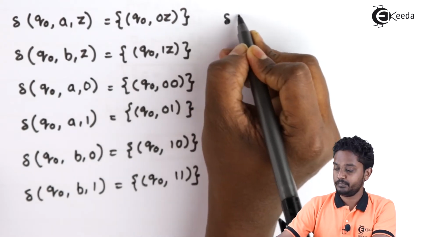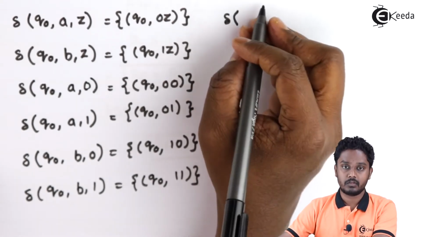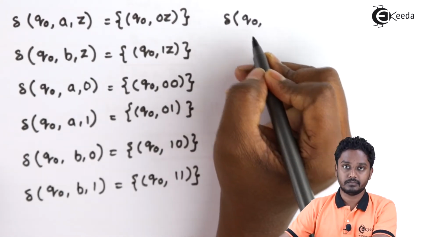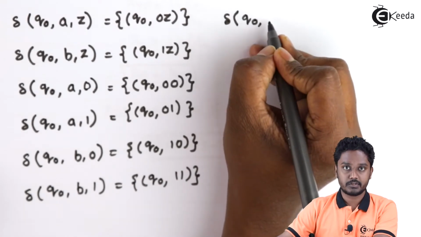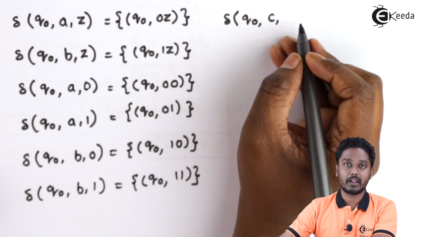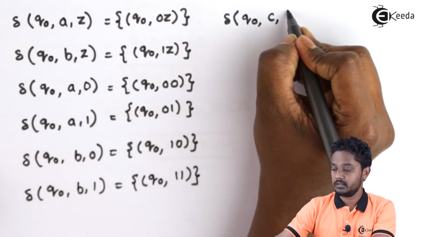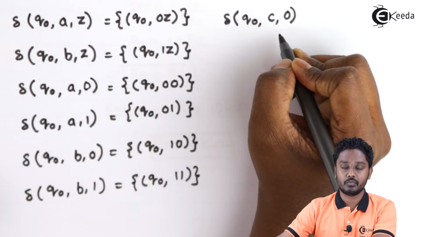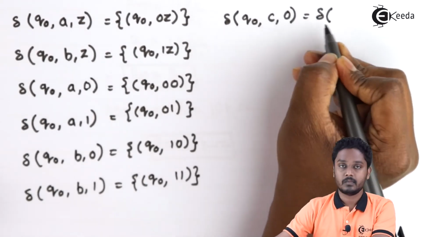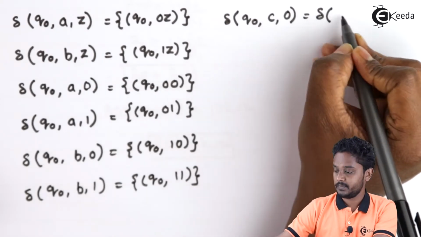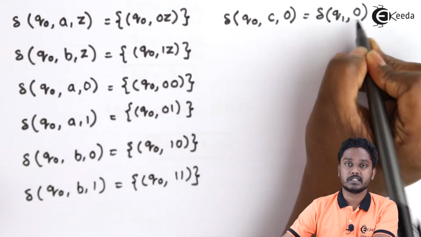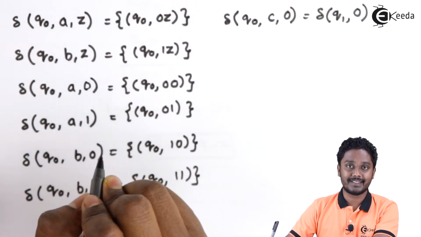Delta of Q0, let us say we have encountered C with, let's say, A was the last symbol, so it will have a 0. Keep it as it is and move. So it will be going to Q1, keeping 0 as it is. Similarly, we will have this for 1 as well as Z.